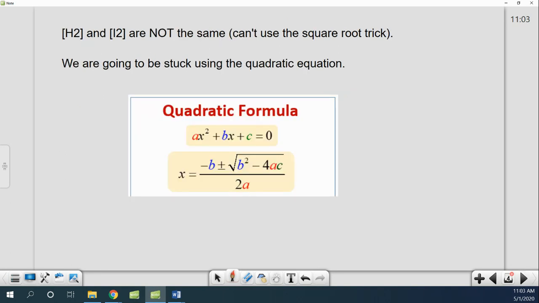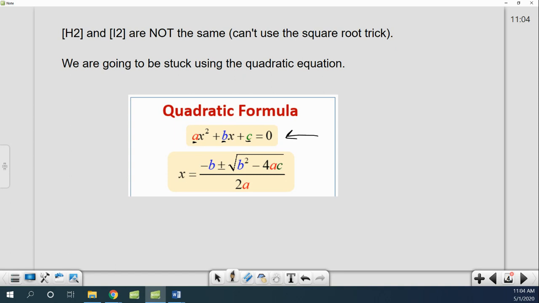H2 and I2 are not the same. We cannot use our square root trick, which means we are now looking at a quadratic equation. For those of you that are not pre-cal buffs, a quadratic equation is anything that can be written in this form. It's got some number times an x squared term, some number times an x term, and some constant.